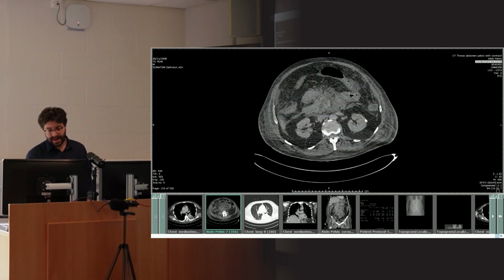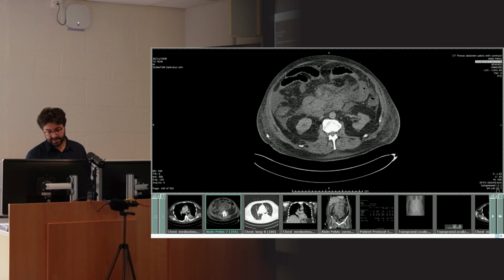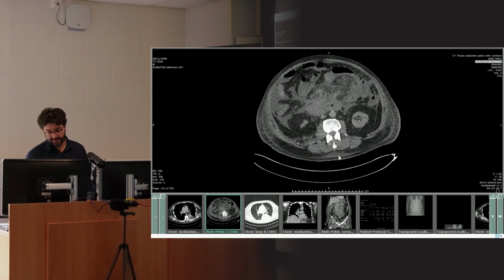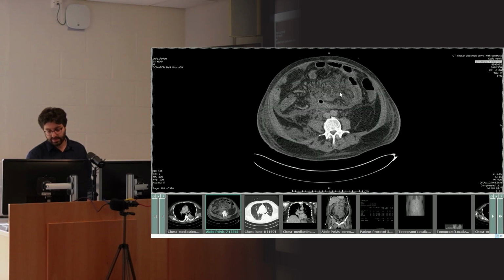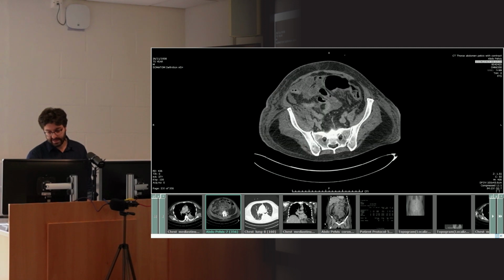Still, you can see how severe pancreatitis is. Look at the fat stranding in the flanks. Look at that presacral edema, in the back. Just all sorts of horrible, horrible fat stranding everywhere.